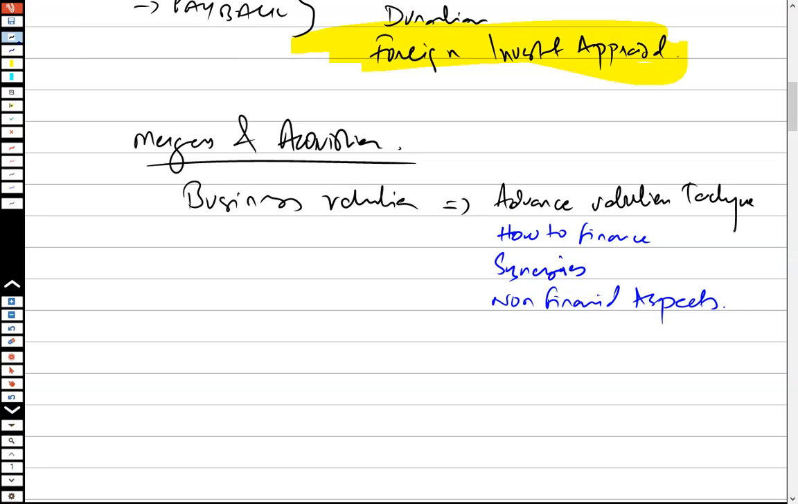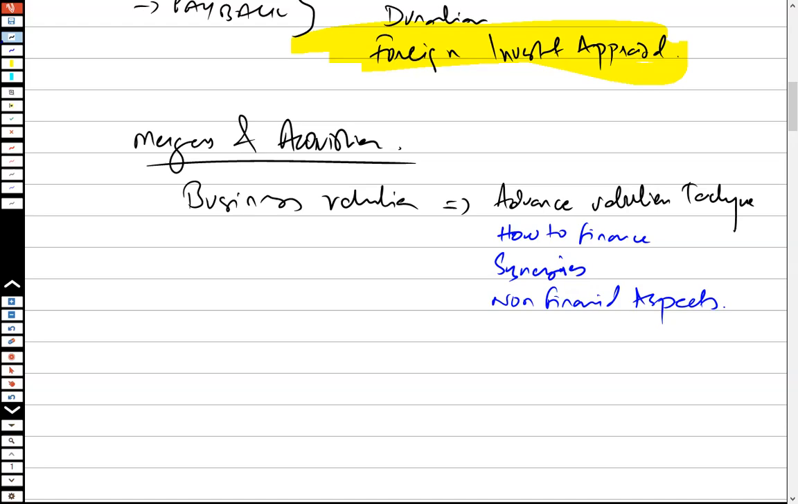So there you saw a relationship with the SBL. The relationship with the SBL was for this specific reason: you would realize that the non-financial aspects are going to be examined. That's why there is a relationship with the SBL.